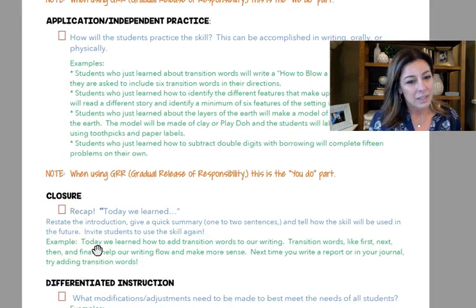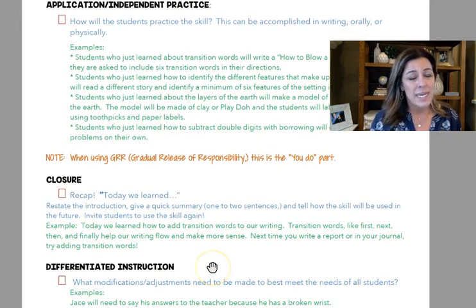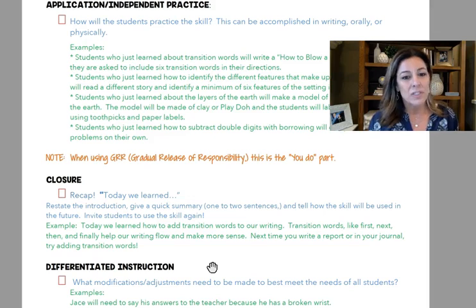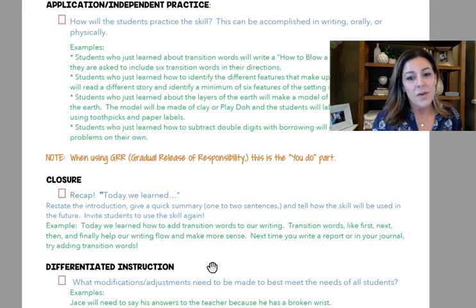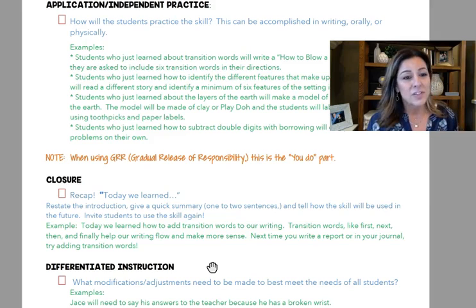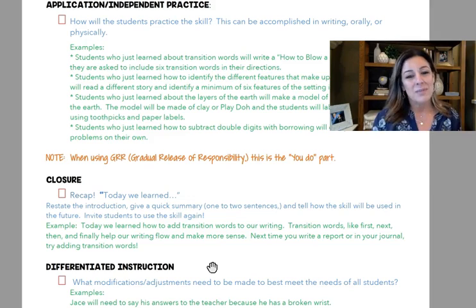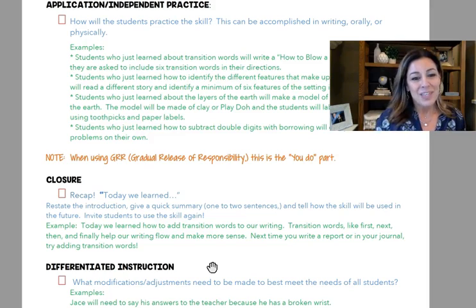Of course, with the closure, this is where we have that recap. You restate that introduction one more time. Today we learned how to add transition words to our writing. Transition words like first, next, then, and finally help our writing flow and make more sense. Next time you write a report or write in your journal, try adding transition words. So remember, we told them what they just learned, we gave a little bit more of the meat to it, and then we reminded them to use it again. We invited them to use the skill again.